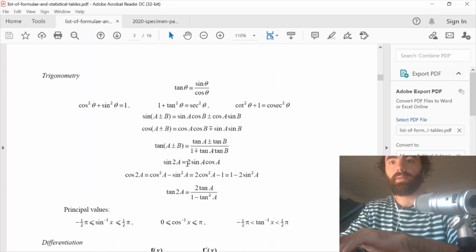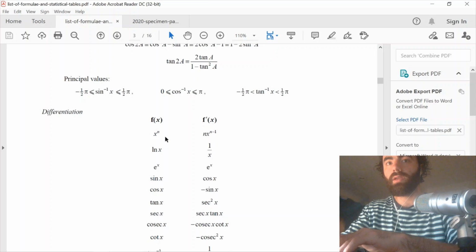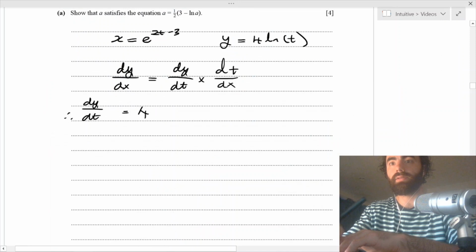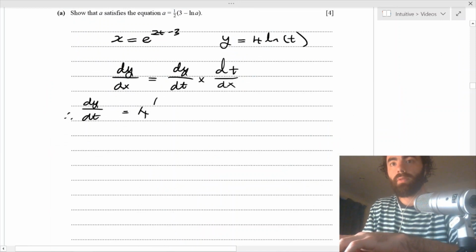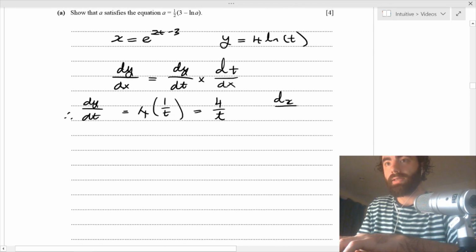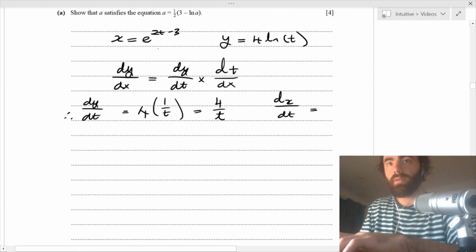So here's your differentiations. You can see that ln of x goes to 1 over x. So this goes to 1 over t, so this equals 4 over t. And also we want dx by dt. And what does that equal to? Well, this thing differentiated is going to equal this top part times this top part differentiated, which is 2 in terms of t, and then you keep all this the same.